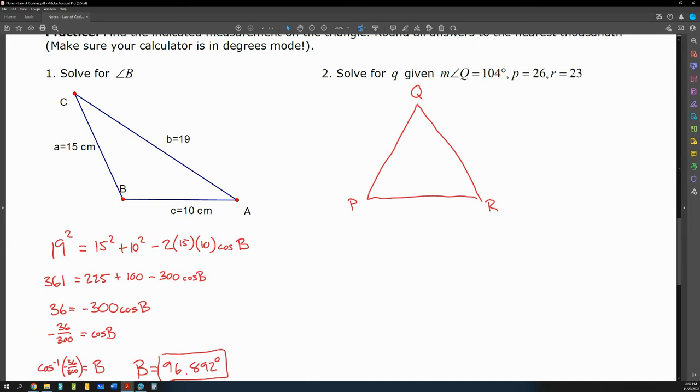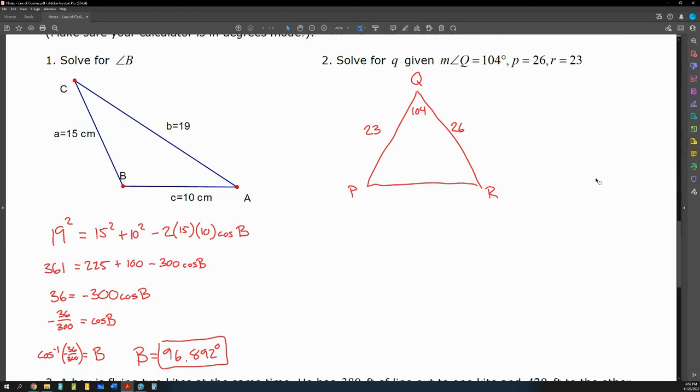So angle Q is 104 degrees. I'm going to put that up here by angle Q. Side length P is 26. Remember, that's the side length across from angle P. And then side length R is 23. That's the side length across from angle R. So here we have side angle side. Yes, we can use the law of cosines.